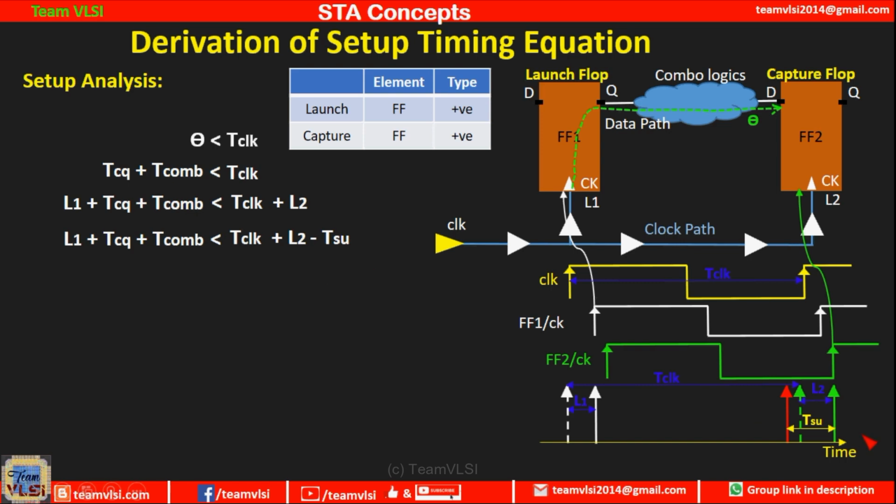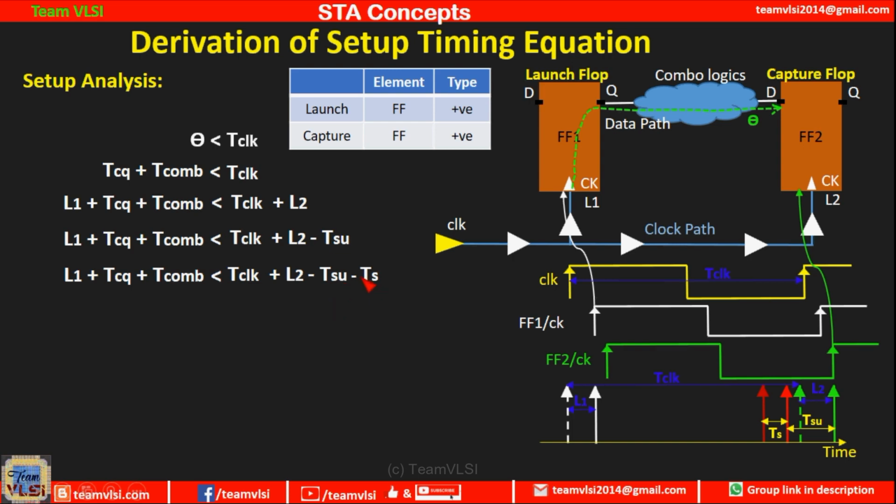We have one more important practical factor, that is the setup time of flip-flop 2, and it says that data should reach before the setup time on appearing of the clock. That is the basic definition of the setup time. So let's include this factor in our equation. Again, the setup time will be subtracted on the right hand side. So our final equation will look like this: L1 latency plus TCQ plus combinational delay should be less than clock period plus latency of flip-flop 2 minus setup uncertainty minus setup time.